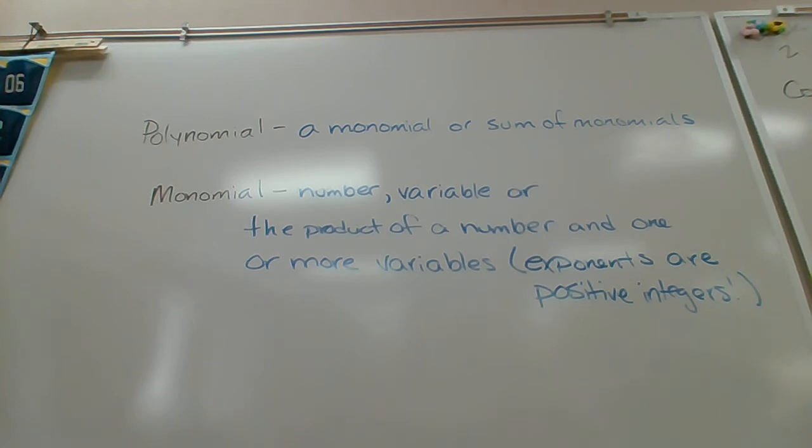To refresh your memory from Algebra 1, a monomial is a number, a variable, or the product of a number and one or more variables. When we're dealing with polynomials and monomials, the exponents are always positive integers. There are no funky exponents, no negative exponents, no variables in denominators of fractions, because that, of course, would indicate a negative exponent.